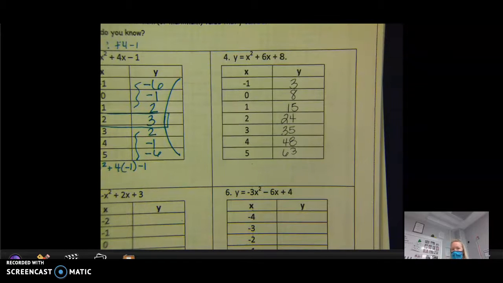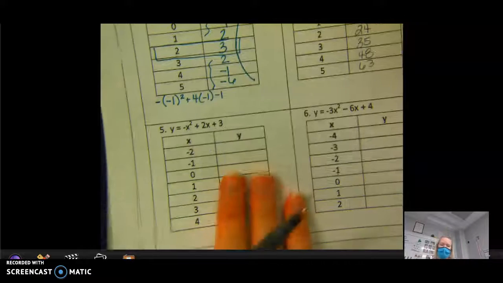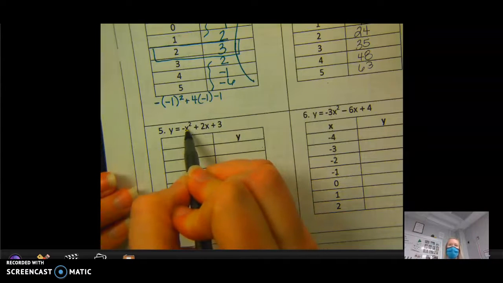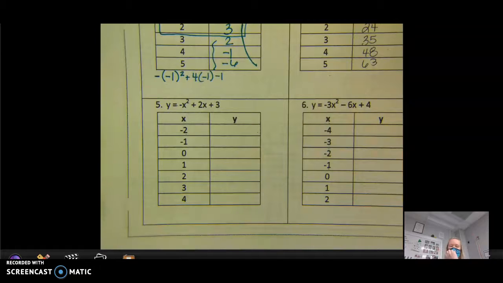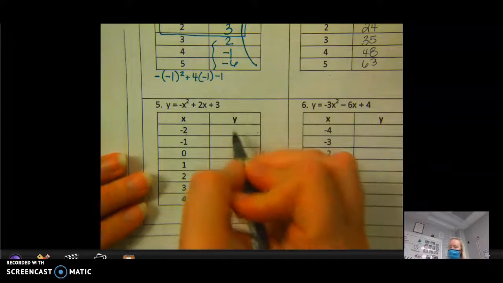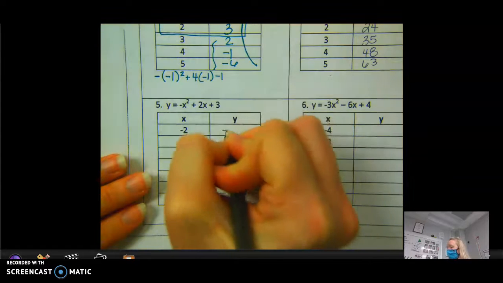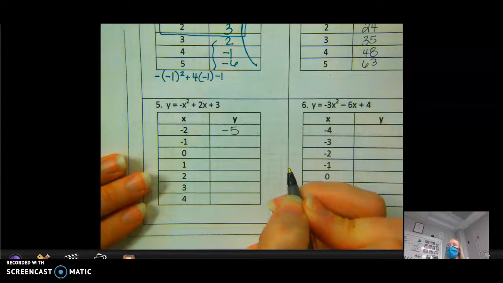Okay. Number 5. If I plug in -2, I do -2 squared, which is a positive 4, but then I have to throw on that negative sign onto it. So that gives me a -4. And then 2 times -2 is -4. So -4, -4, and then a positive 3. What does that give us? How much? -5. Do you guys agree?